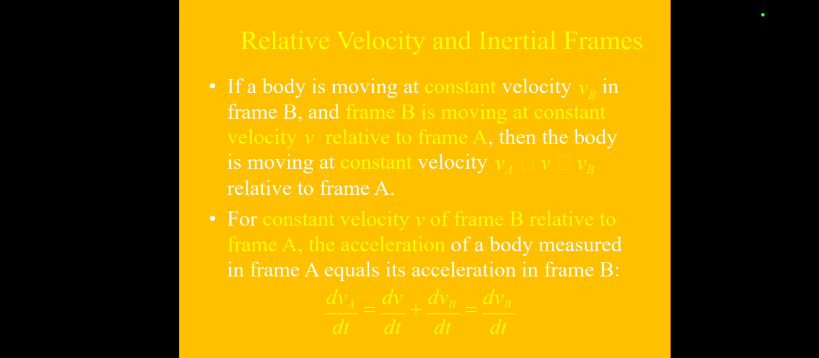Relative velocity and inertial frames. If a body is moving at constant velocity Vb in frame B and frame B is moving at constant velocity V relative to frame A, then the body is moving at constant velocity Va = Vb + V relative to frame A. For constant velocity V of frame B relative to frame A, the acceleration of a body measured in frame A equals its acceleration in frame B, that is dVa/dt = dV/dt + dVb/dt = dVb/dt.